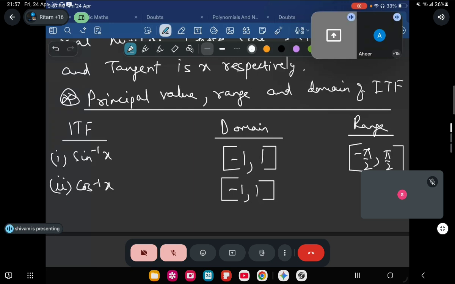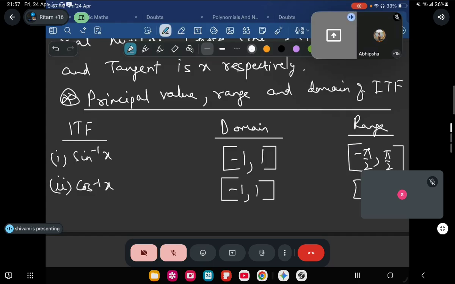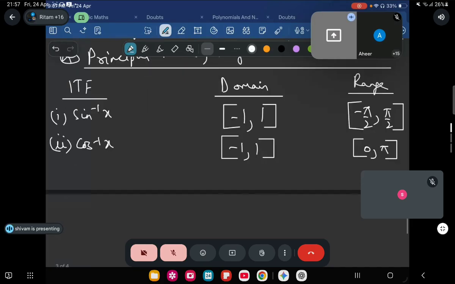And anyone remembers the range? Range of cos inverse x? Closed 0, comma pi. Yes, sir. Okay. Next, tan inverse x. Domain is all real. Range will be open minus pi by 2, pi by 2. Yes, sir. Correct.